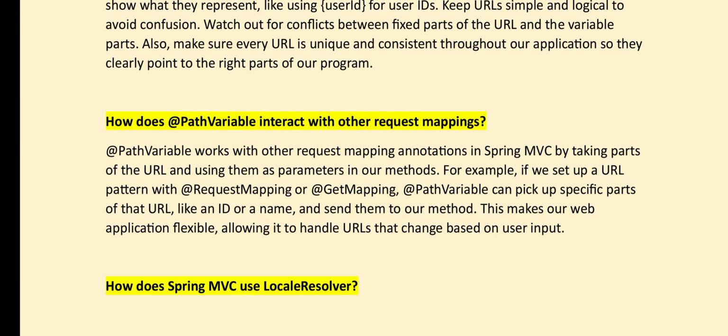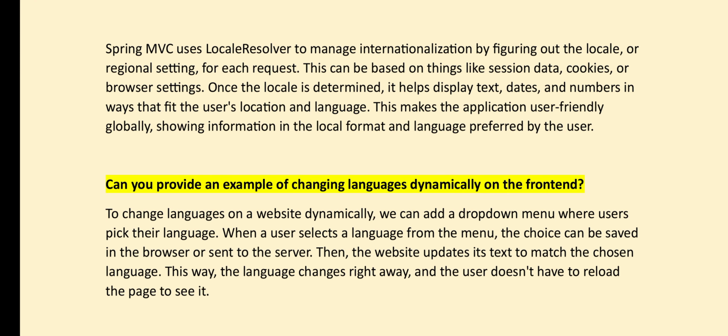How does Spring MVC use LocaleResolver? Spring MVC uses LocaleResolver to manage internationalization by figuring out the locale or regional settings for each request. This can be based on things like session data, cookies, or browser settings. Once the locale is determined, it helps display text, dates, and numbers in ways that fit the user's location and language. This makes the application user friendly globally, showing information in the locale format and language preferred by the user.